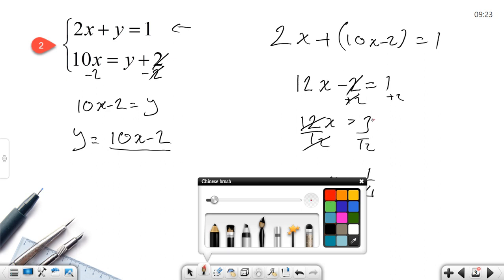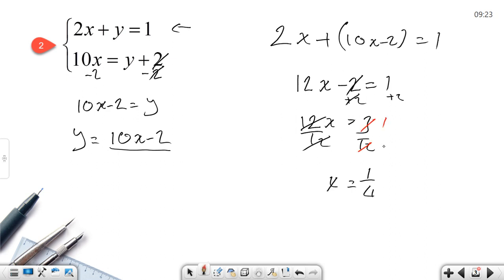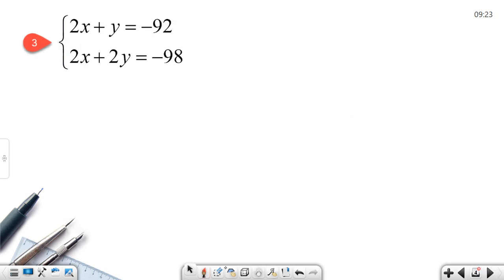How do we simplify it? 3 divided by 3 is 1. 12 divided by 3 is 4. It's going to be 1 over 4. This is the x value. I'm not going to check that. You can check if you like. Let's continue to the next example. Another example, the minus 92.